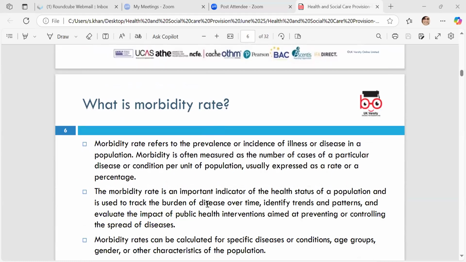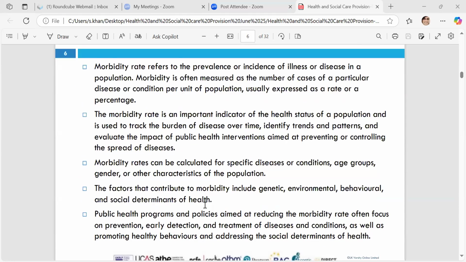The next one we're looking at is morbidity rate. And the morbidity rate is the measure of disease prevalence or incidence within a population. So it indicates the proportion of individuals in a population who are experiencing specific illnesses. So the morbidity rates refer to the state of having a disease or illness. It could be any distinct illness that they've got.